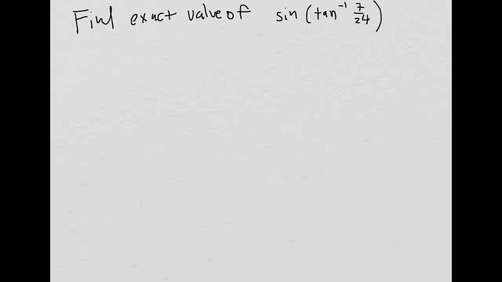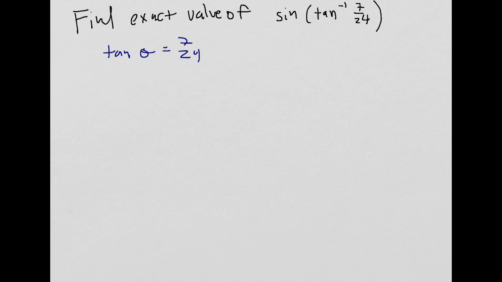Right, this question is asking us to find the exact value of sine of tangent inverse of 7 over 24. One thing to remember is whenever you see an inverse function, this is equal to an angle. So what this is really saying is that the tangent of theta is equal to 7 over 24.